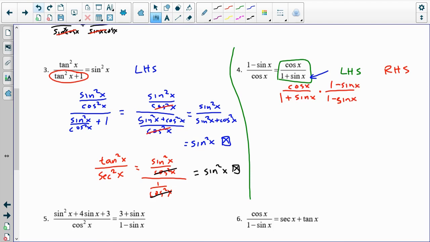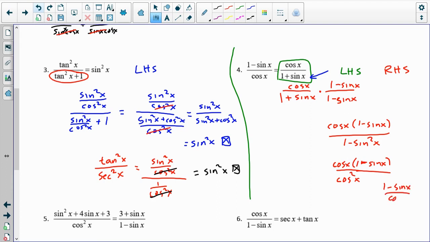I end up with cosine of x times 1 minus sine of x in the numerator, and I have 1 minus sine squared of x in the denominator. And that ends up being cosine squared in the denominator. And one of the cosines cancels, and I end up with everything that is on the left-hand side doing it that way.